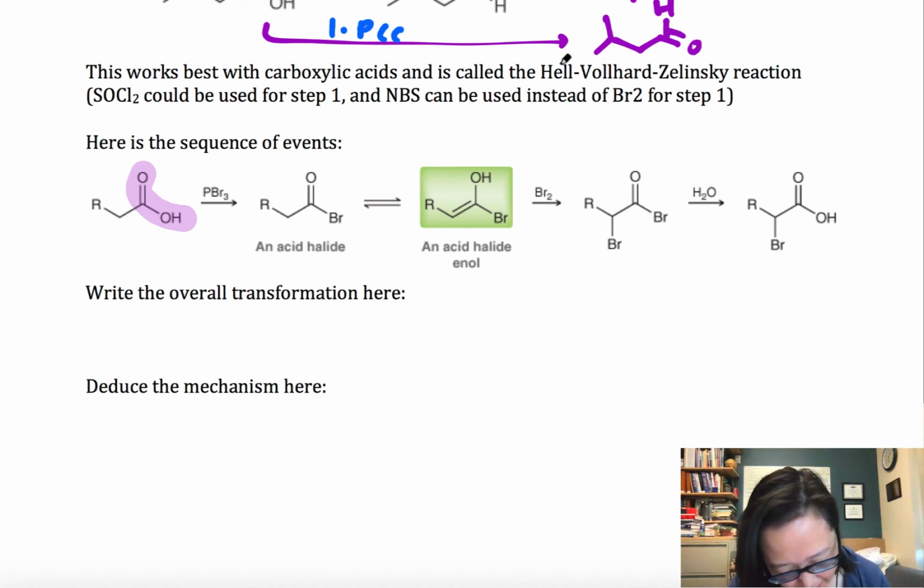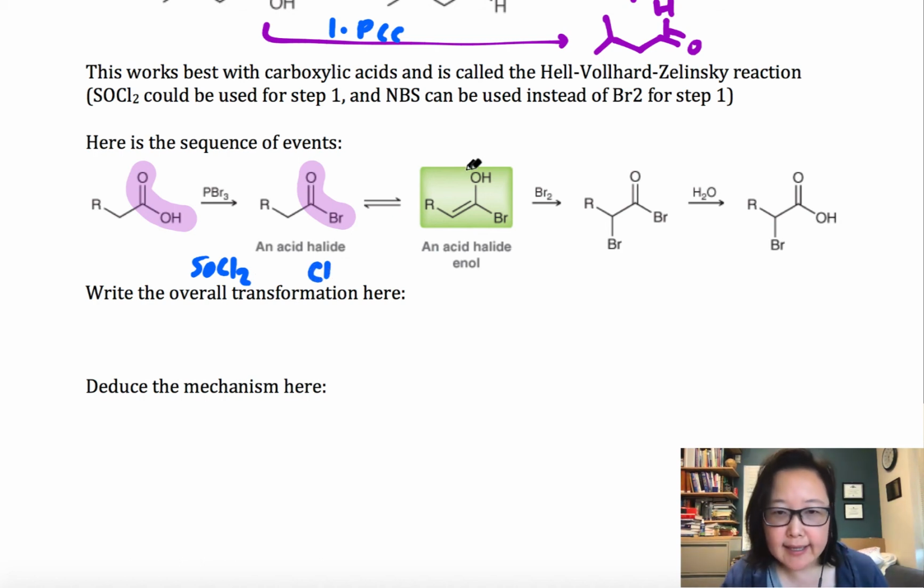Okay, so PBr3 is used to change that functional group to an alkyl halide. We could also change it to a chloride. So do you remember how to do that? If we had a chloride instead, we could use thionyl chloride, or SOCl2, as some people call it. Okay, once we have the alkyl halide, then we can use the enol form of that and do the attack on bromine. And then we can add water and break this down. So these are the steps we're going to use.